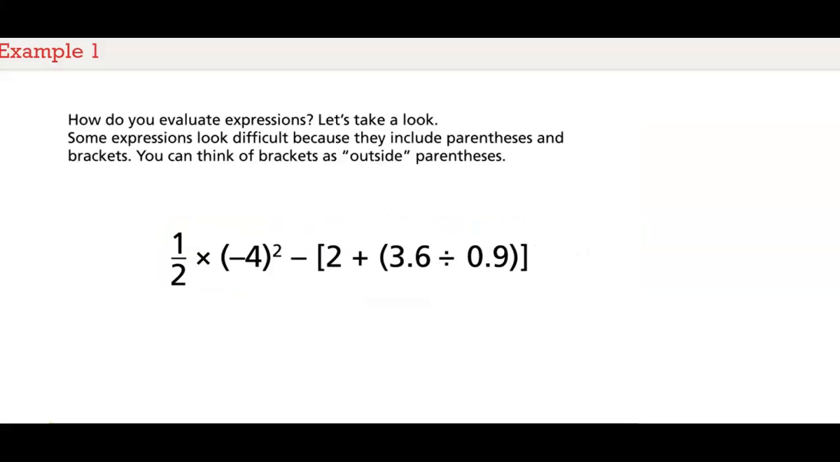How do you evaluate expressions? Some expressions look difficult because they include parentheses and brackets. You can think of brackets as outside parentheses.